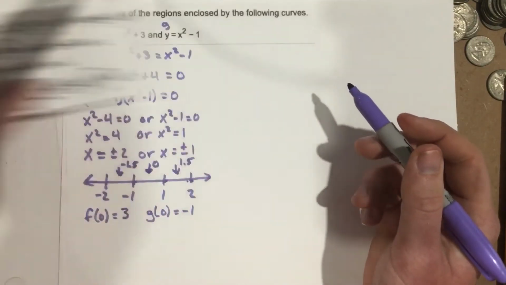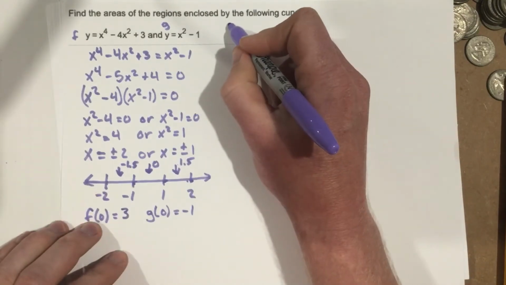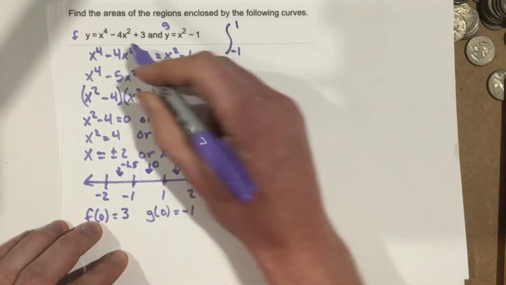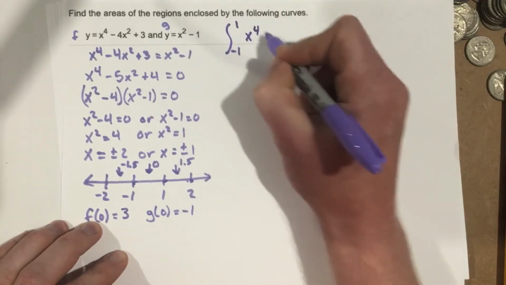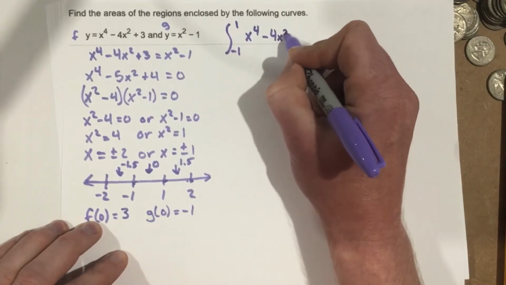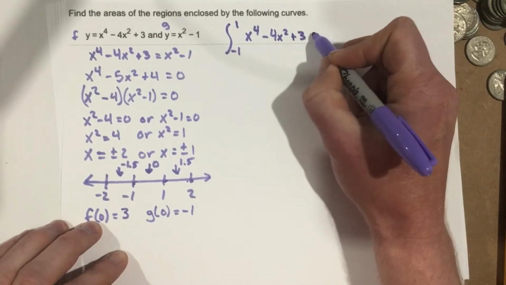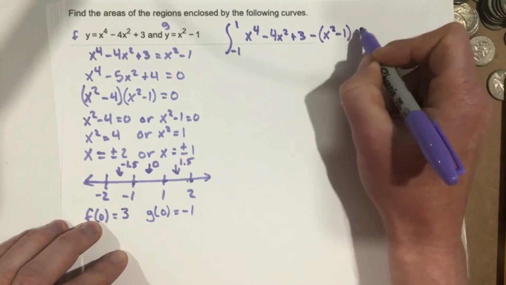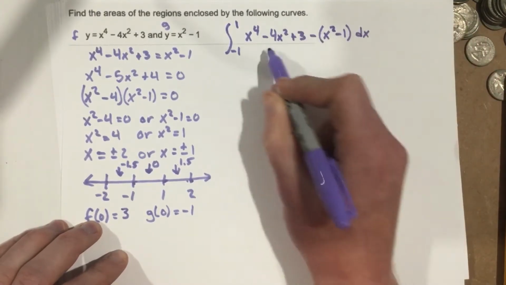So I'm going to go ahead and write that up here and say that one of our integrals is going to be the integral from negative 1 to 1 of x to the 4th minus 4x squared plus 3 minus x squared minus 1 dx. This is going to be one of our integrations.